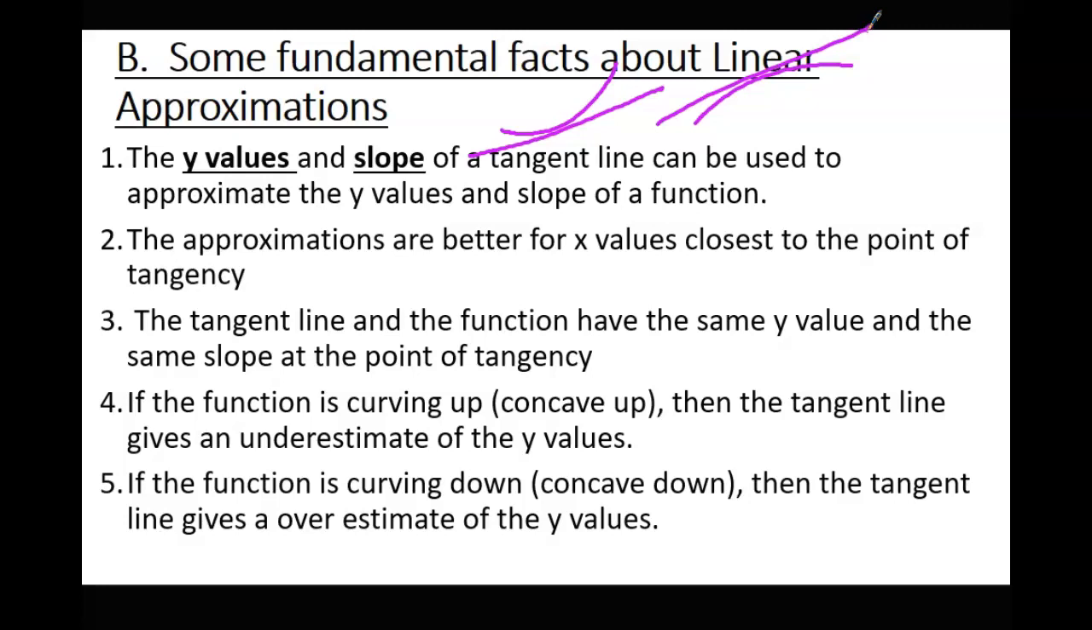So if the function is concave up, then the tangent line gives an underestimate of the y values. And if the function is curving down, then the tangent line gives an overestimate of the y values. Now, I don't think the same thing applies to the slopes, though. The slopes could be different on either side, so we won't get into that. But those two things are consistently true. Okay?